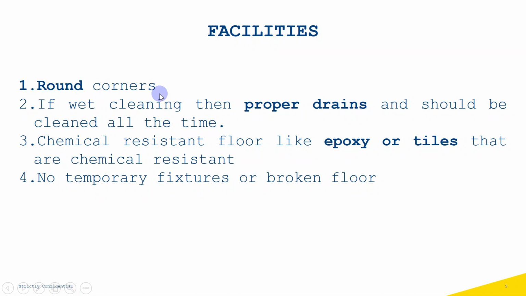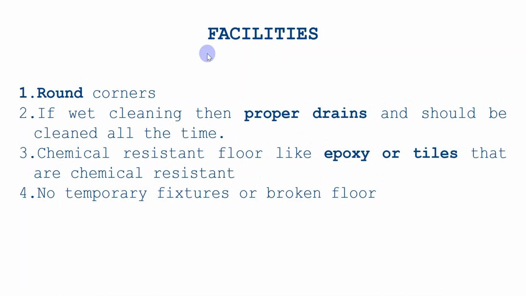This includes requirements about the facilities. So you need to consider the below points in your facility. First is round corners, as cleaning is easier and more effective in round corners. Second point related to facilities is proper drainage for wet cleaning, and these drainages should be made of SS. Second, these should be clean and enough for water flow, and there should not be any blockage.